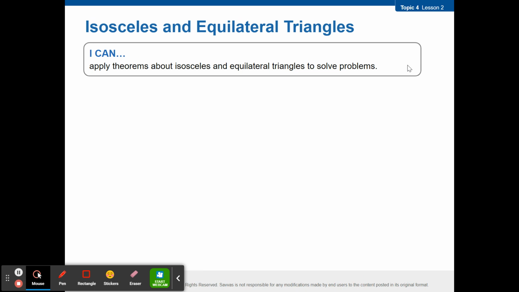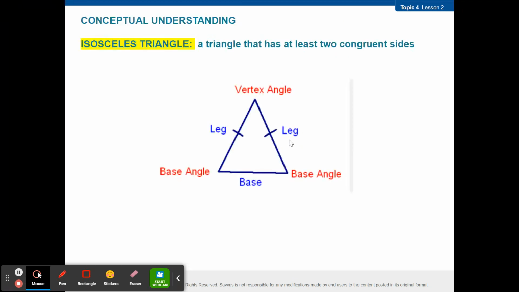All right. So you guys are on page 81. We're not gonna do page 81, but we are going to add some things that might be helpful for you guys on page 81. If you run out of space, you could use example 1 on page 82 as well. But it says isosceles and equilateral triangles. So you're going to apply theorems about isosceles and equilateral triangles to solve problems.